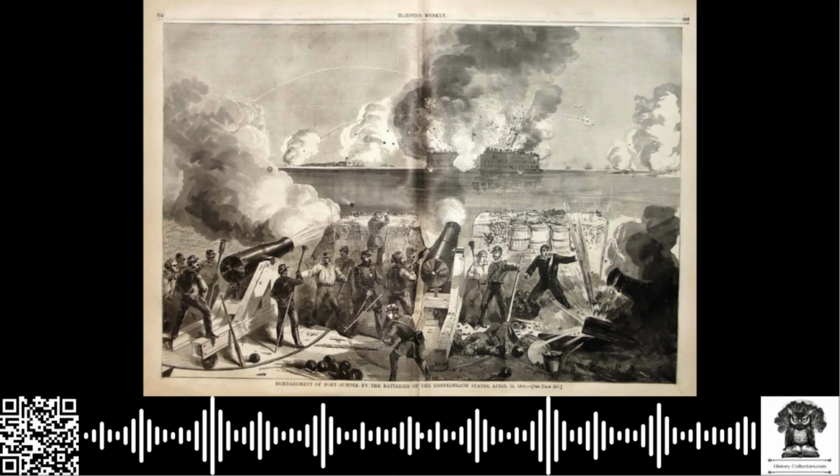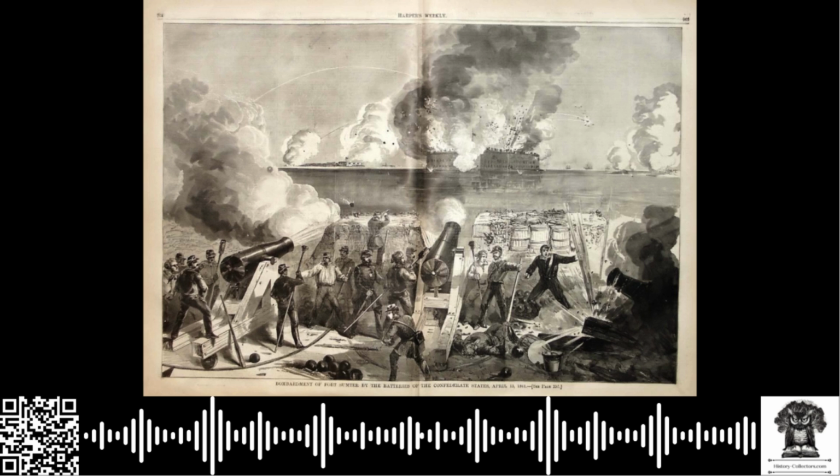April 12, 1861. Firing on Sumter. The American Civil War began when Confederate forces opened fire on Fort Sumter in Charleston Harbor, South Carolina. This act marked the formal start of a 4-year conflict that would become the deadliest war in United States history.